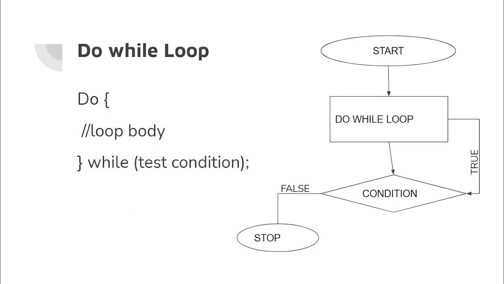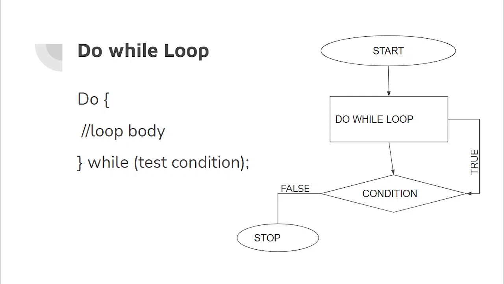Now let us move to do while loop. Do while loop is basically the while loop, except that the test condition occurs at the end of the loop. Having the test condition at the end guarantees that the body of the loop always executes at least once. This is why we sometimes use do while loop in special cases.